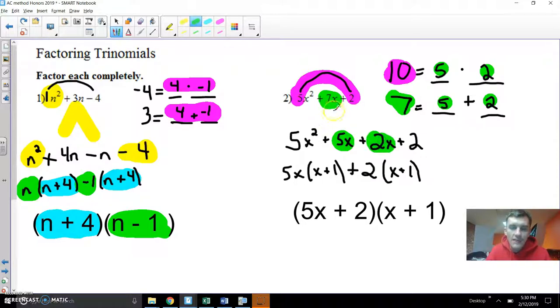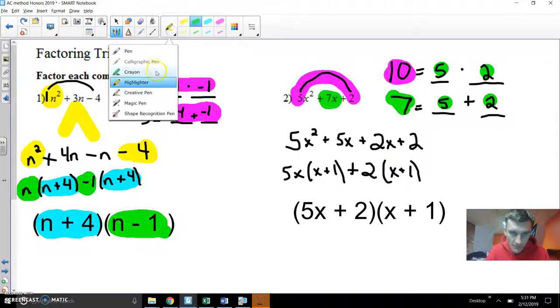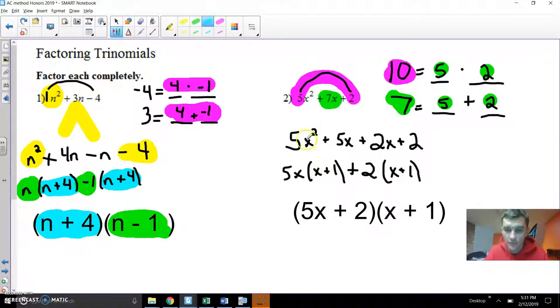Now they do need to have a variable on it, and in this case x. 5x plus 2x would be 7x. But you still have the a term, you still have the c term. So once you've busted the b and you've gone to 4 numbers, let's start thinking about this in terms of grouping. Group the first two, and these both have 5x in common.